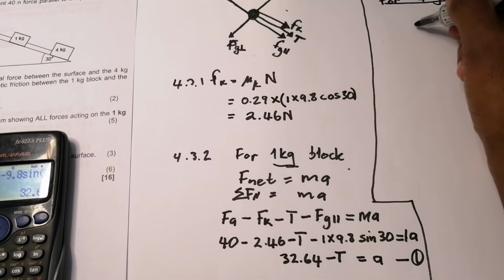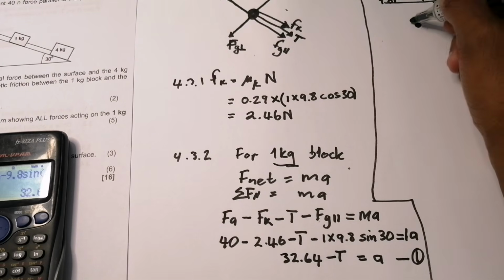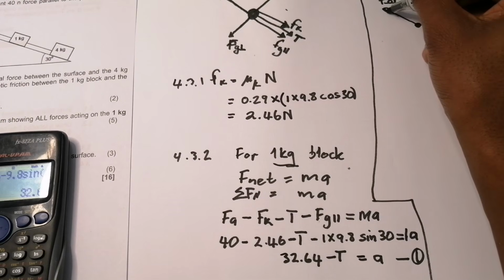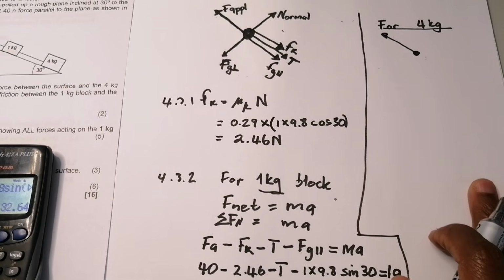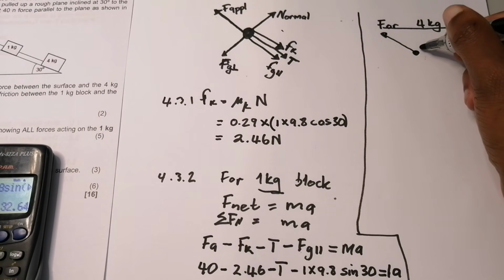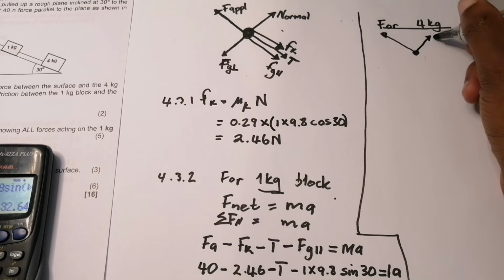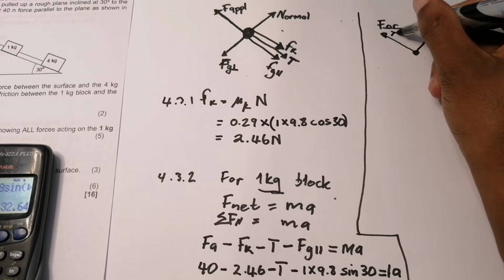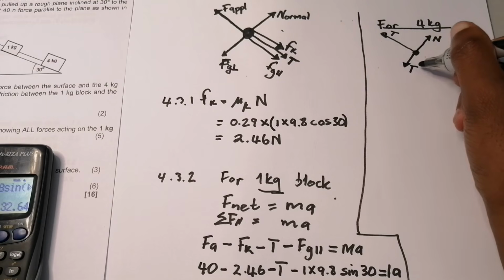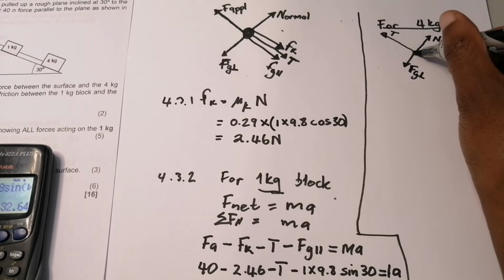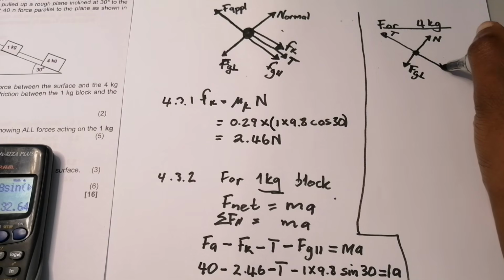Okay, remember, what are the forces that are acting? It's going to be the tension that's pulling it up there, right? So for the 4 kg block, we have tension that's pulling it up. We've got the normal force. So this is T, that's normal force. That's FG perpendicular. That's going to be friction.